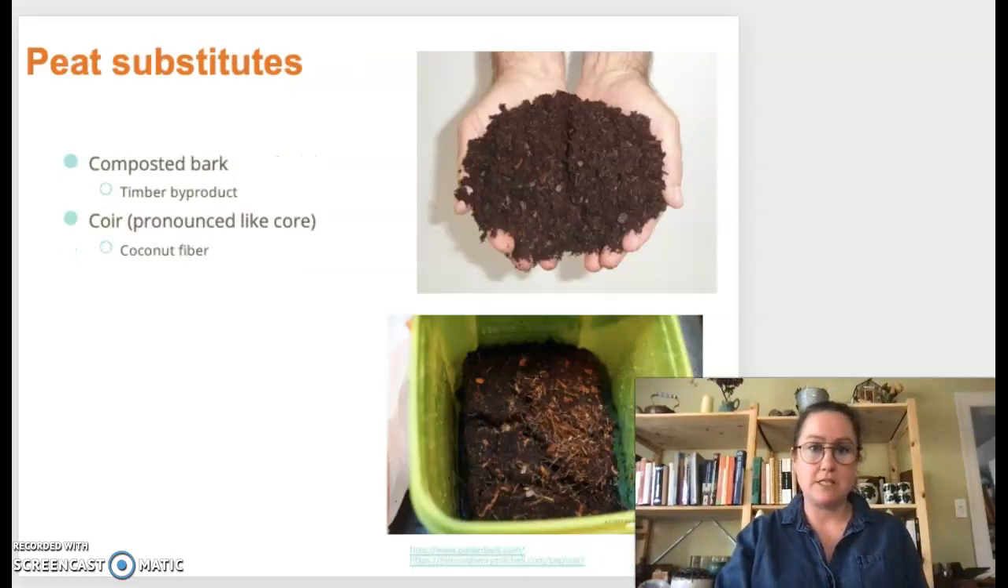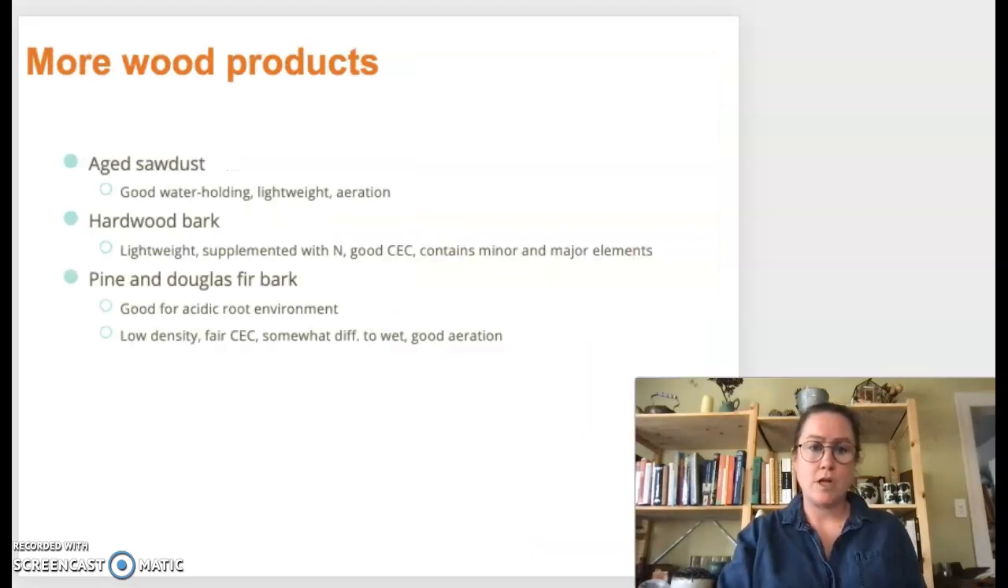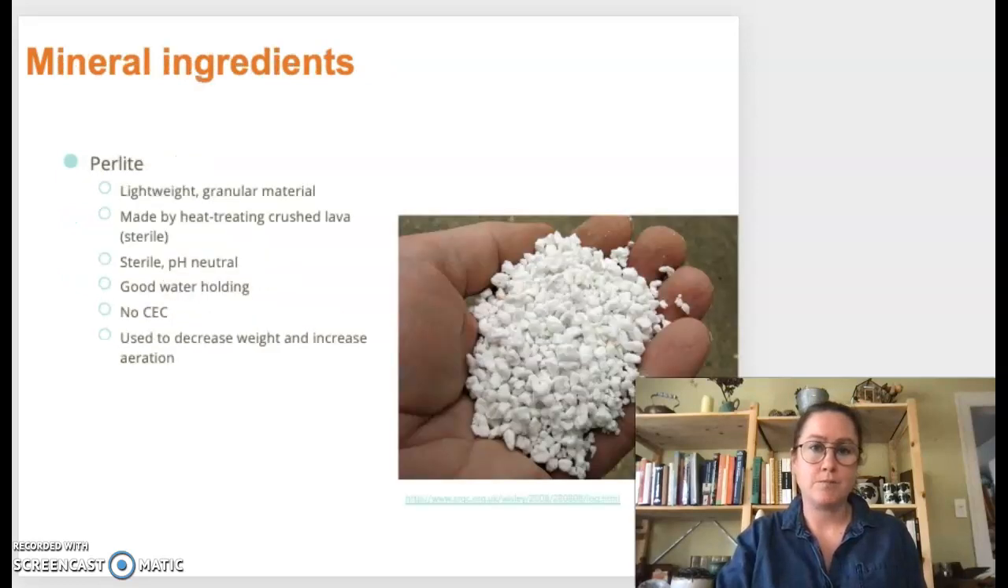We have some substitutes. Composted bark is a timber byproduct and can stand in. And coconut coir is what I've used extensively. It's pretty hard to wet, but once you know how to work with it, it can work pretty well. A few more wood products include aged sawdust, hardwood bark, and pine and Douglas fir bark. Moving on to mineral ingredients.